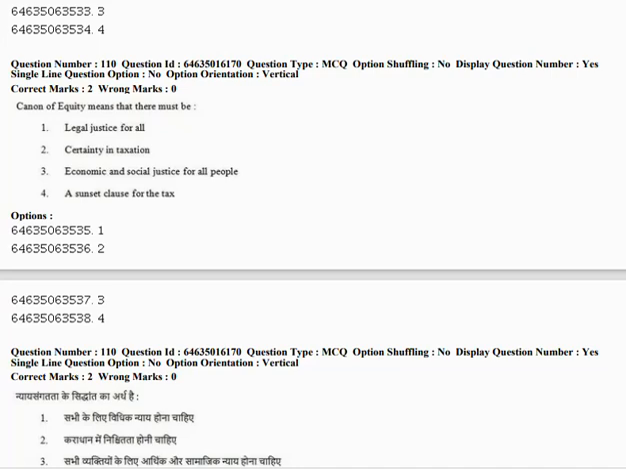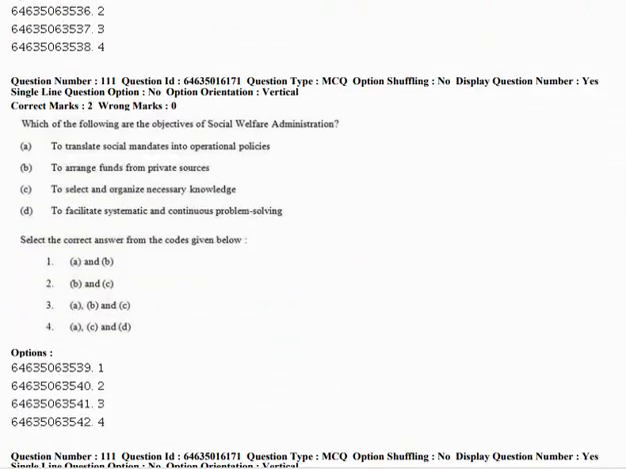110. Canon of equity means that there must be certainty in taxation. 2 is the correct answer. 111. Which of the following are the objective of social welfare administration? To translate social mandate into the operational policies. Correct. To arrange funds from private sources. No. To select and organize necessary knowledge. Of course. To facilitate systematic and continuous problem solving. Correct. It is option number 4.